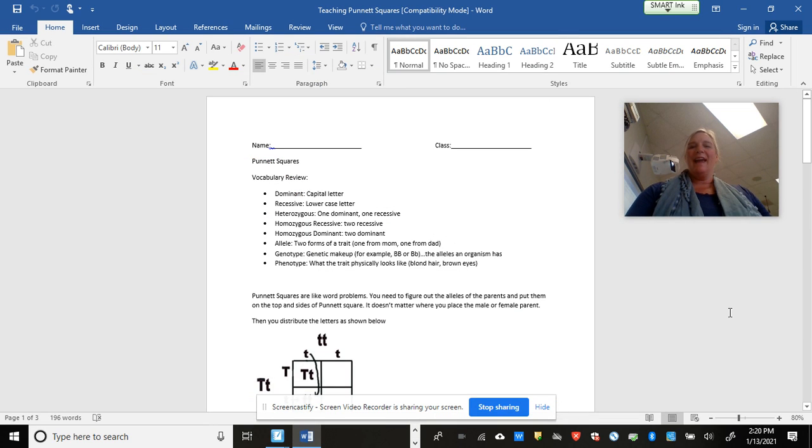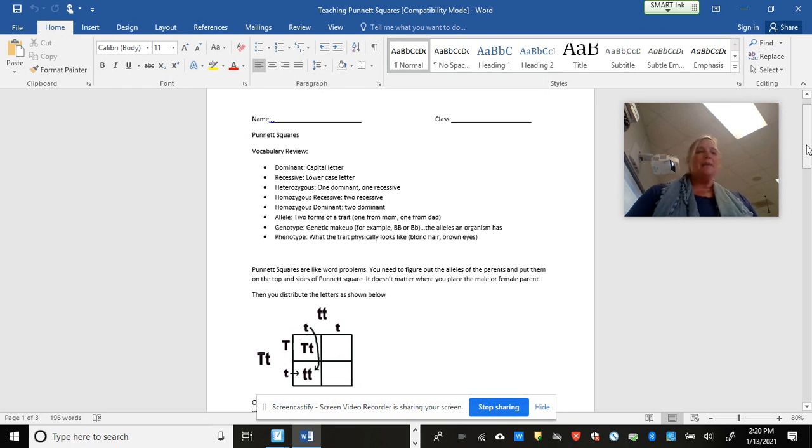Okay. Hey, I am going to teach Punnett squares today. And so I would like for you to open your genetics packet, and you're going to find this first handout on page 7 that you can see on my screen. It looks like this, and it says Punnett Squares Vocab Review.